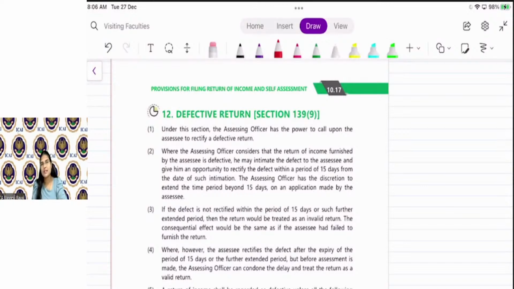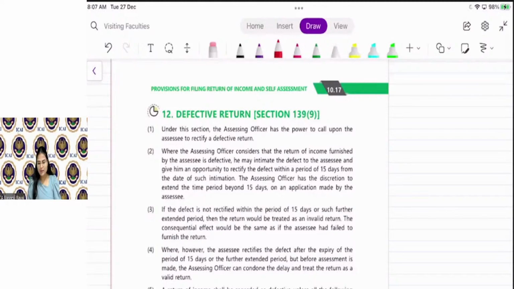If the assessee is not able to answer within 15 days, then obviously the assessee can take time, and the assessing officer can also provide time for another 15 days, or whatever time he is able to give.